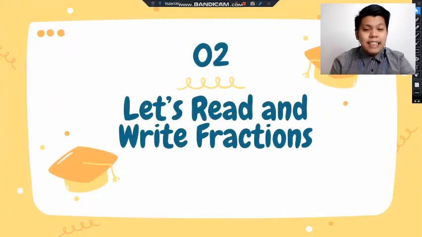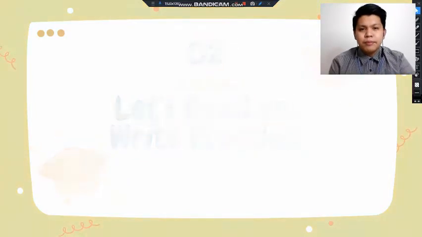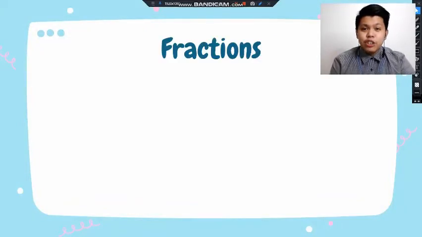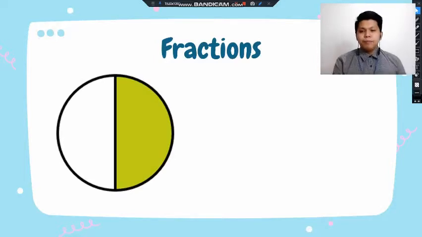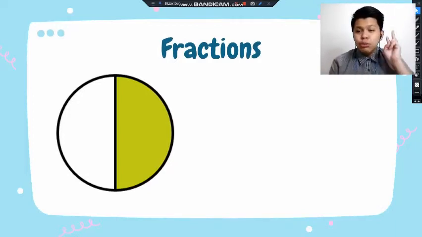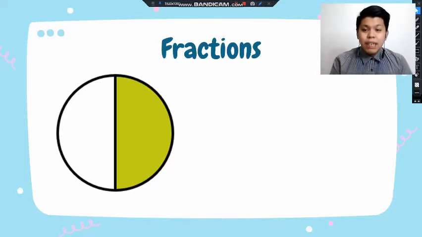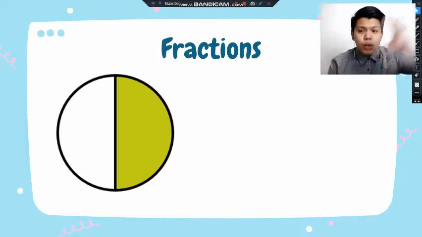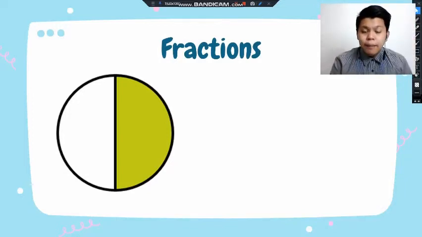It's how to read and write fractions. So here is our first one. Remember that fractions are a part of a whole. Here's a first figure. How many parts do we have? We have 1 and 2. That is 2 equal parts. So our denominator will be 2. Now never forget that our shaded part, or the one we are taking, will be our numerator.